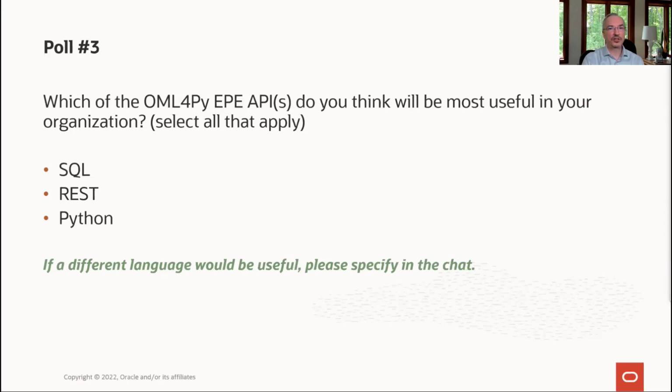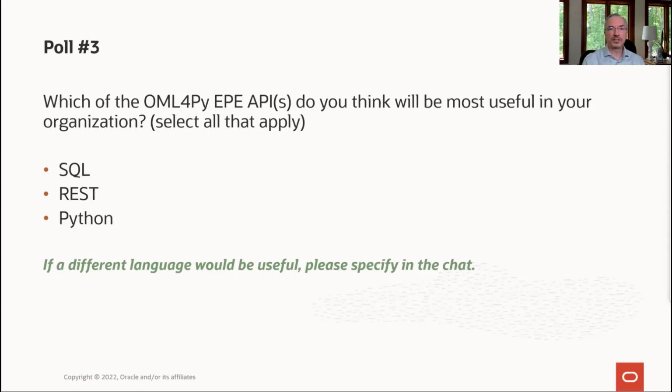And I happen to see two questions in the Q&A, so maybe I'll look at those right now. When will OML4R be available? Well, there are two answers to that. OML4R is available today. It's available for the on-premises and database cloud services platforms, and on Autonomous Database that will be later this calendar year.